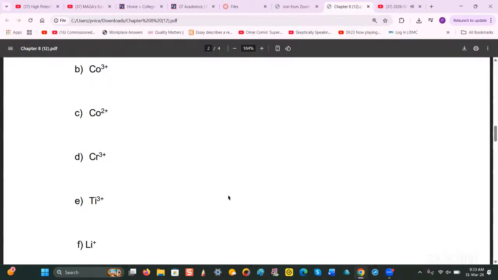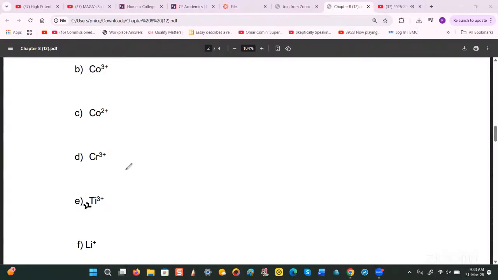So in the case of E, titanium, the atomic number is 22. If I were to write out the full electron configuration for titanium, it's going to be 1s2, 2s2, 2p6, 3s2, 3p6. So that's 18, then 4s2, and then 3d2, right?